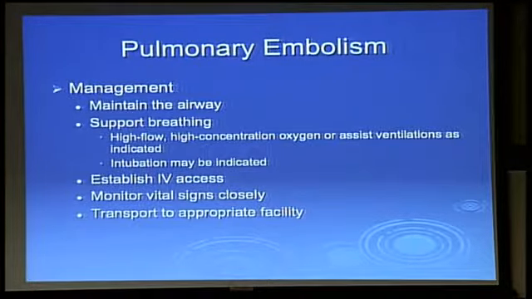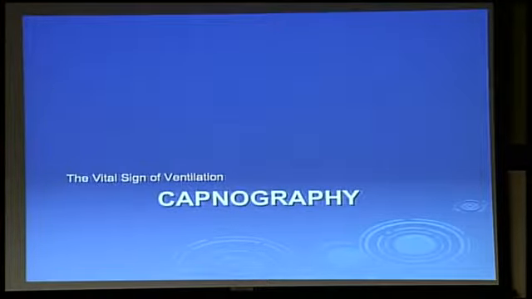So maintaining the airways, supporting the breathing. Patients with large pulmonary emboli may need intubation. IV access is critical, and monitoring the vital signs, because occasionally that developing hypotension is that sign that we have. So typically they become more and more tachycardic, and then they become more hypotensive, and then that's when someone with a significant PE will crash. Any questions about problems with oxygen delivery?